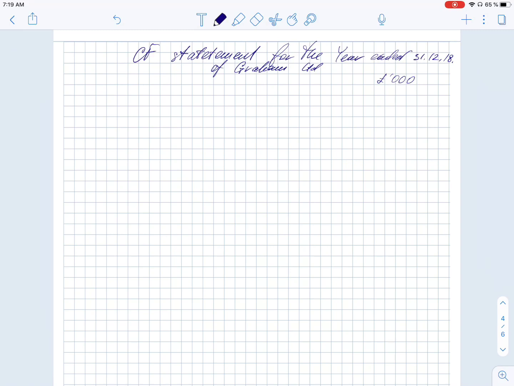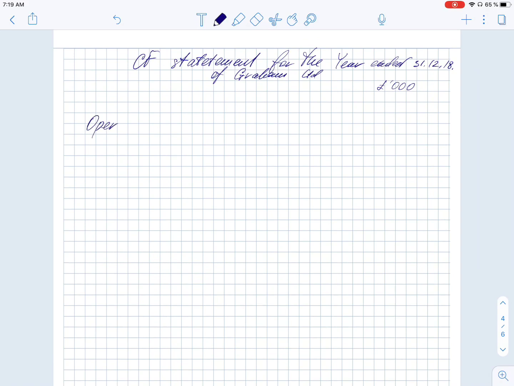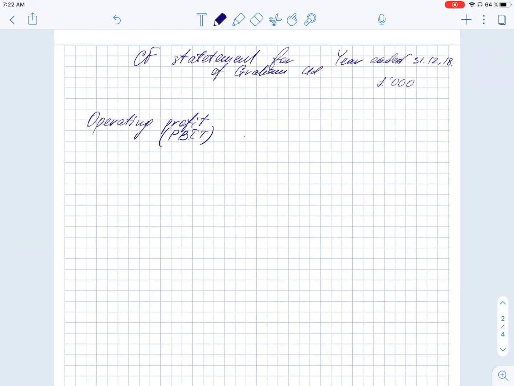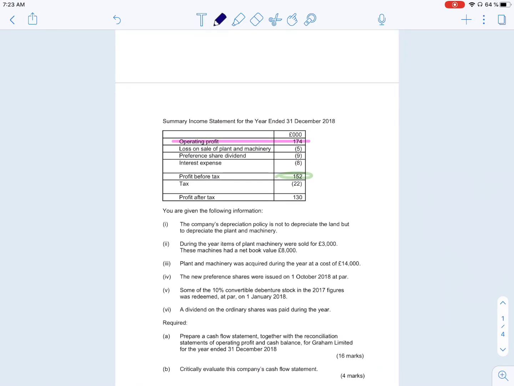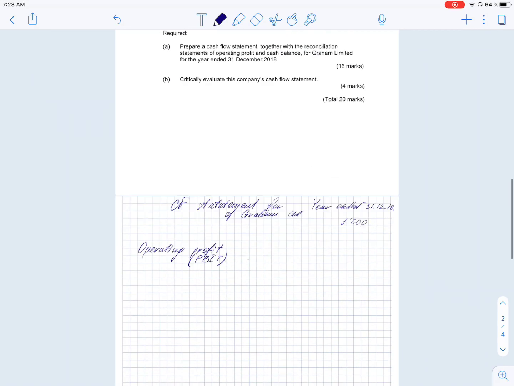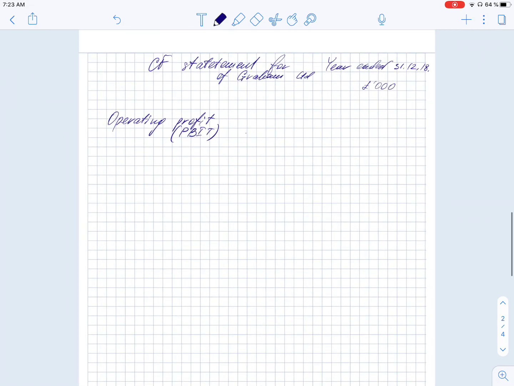So the first line to start with would be operating profit, often referred as profit before interest and tax. So I will state in brackets that abbreviation PBIT means the same. The amount of profit before interest and tax is given in that particular text, and we just highlighted it with a pink. So 174 is the first amount to use here.